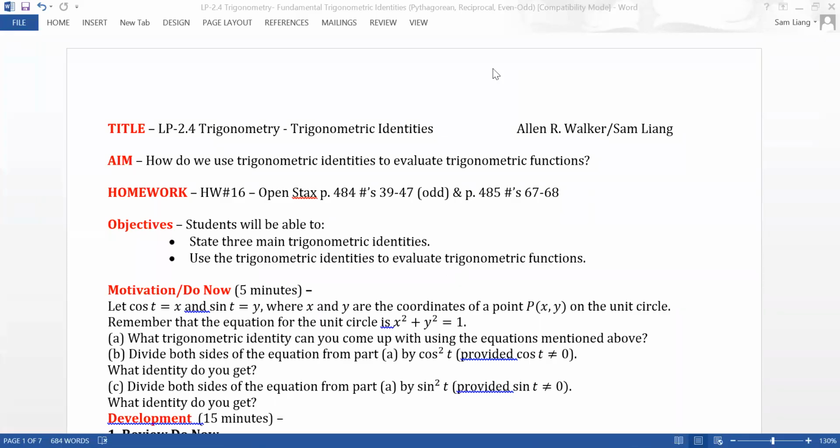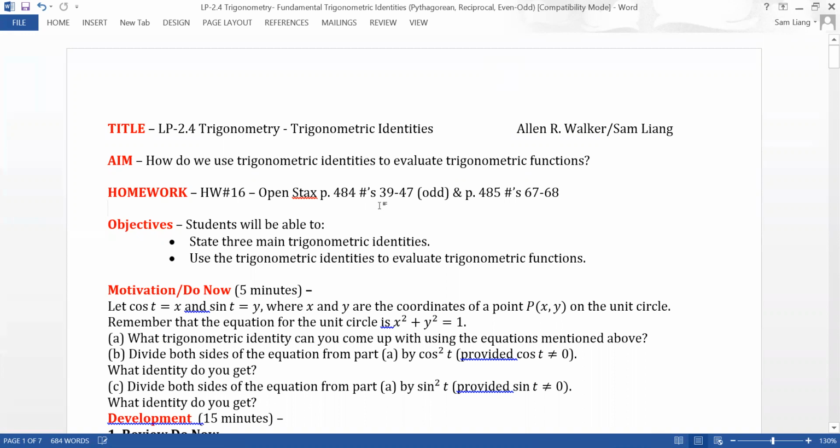Today's lesson is going to be on trig identities, and your aim for today is how do we use trig identities to evaluate trig functions. Your homework is going to be in the OpenStax textbook, page 484, numbers 39 to 47 odd, and then page 485, numbers 67 to 68.